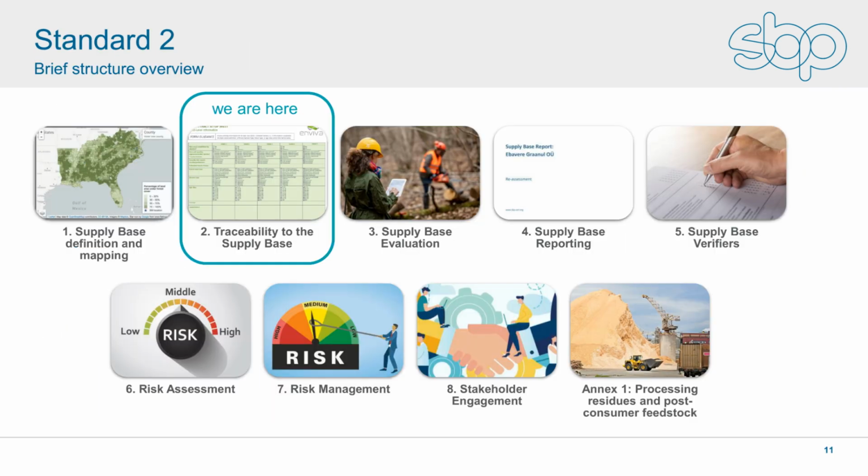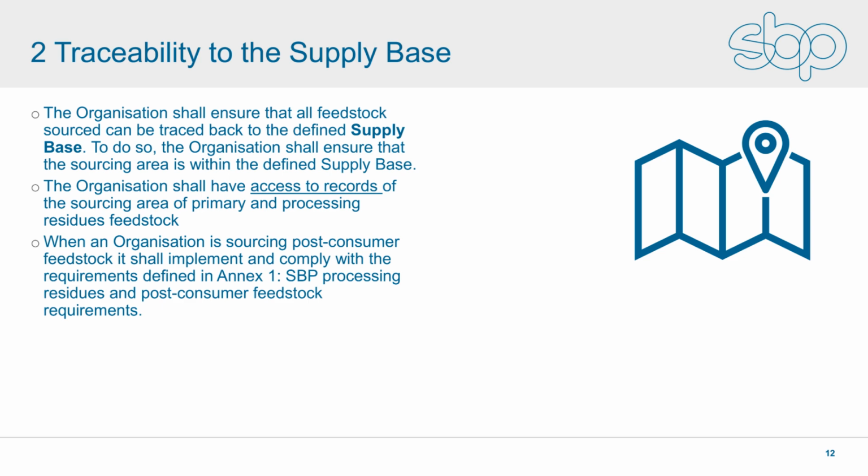Section 2 covers traceability, how the organization links its feedstock back to the supply base it has defined. The 3 requirements here are deliberately straightforward. 2 small clarifications were made in version 2.1, and I will flag them as we go through the detail. Section 2 sets out the traceability requirements. There are 3, each tied to a specific feedstock category.